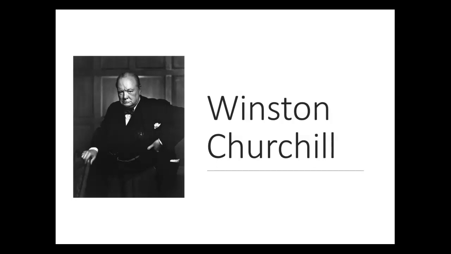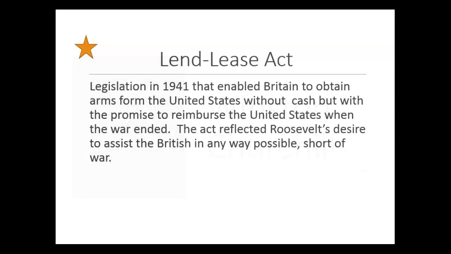Empowered by voters after being elected president for another term, Roosevelt maneuvered to support Britain in every way short of entering the war. The United States would instead serve as the great arsenal of democracy. In January 1941, Roosevelt proposed the Lend-Lease Act, which allowed the British to obtain arms from the United States without paying cash, instead promising to reimburse the United States when the war ended.